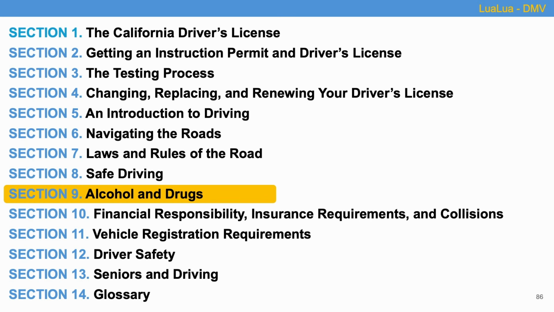If you are arrested for DUI, California's administrative per se law requires the DMV to suspend your driving privilege. The law enforcement officer may take your driver's license and give you a temporary driver's license for 30 days. You may request a DMV administrative hearing within 10 days from the date of your arrest.